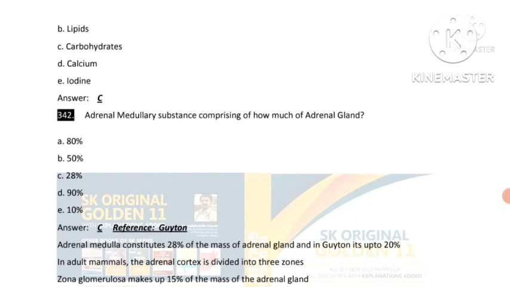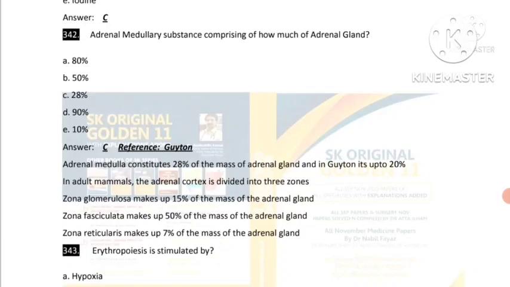Answer is 28%. If the option of 20% is present, then choose that, because in guidance 20% is mentioned, the weight of the adrenal medulla is 20%, and the nearest answer in options is 28%. So C is the right answer.